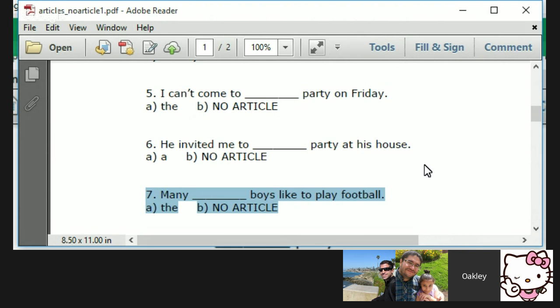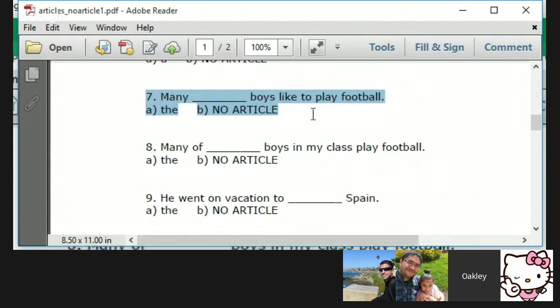Okay. All right. Victor, how about number 7? Many boys like to play football. No article. That's right. Why? Really, I don't know the reason. I think if you say many the boys like to play football, it's a bad construction of the sentence, but I actually don't know the reason.